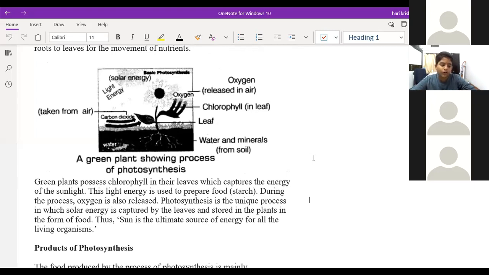So again, the transpiration process. What is the meaning of transpiration? Transpiration is the process of releasing water vapor through stomata, through the aerial parts of the plant. So the loss of water in a plant in the form of water vapor through the aerial parts of the plant is called transpiration.